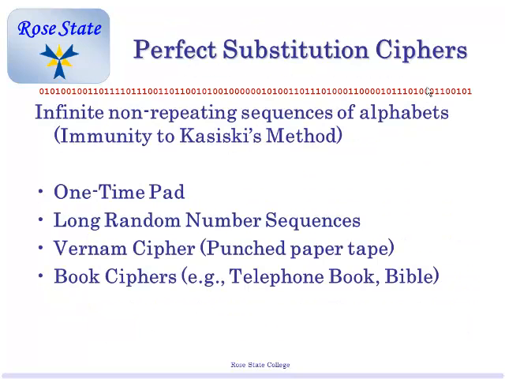Okay. All right. Now let's talk about perfect substitution ciphers. An infinite non-repeating sequence of alphabets would be good. So instead of 26 alphabets, what if we had a never repeating key? Instead of Dickens, what if we used a book as the key? A book that was as long as the plain text.